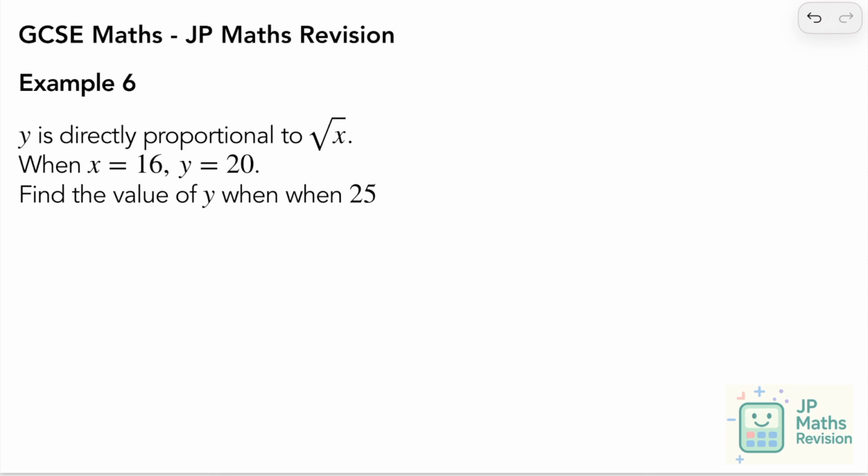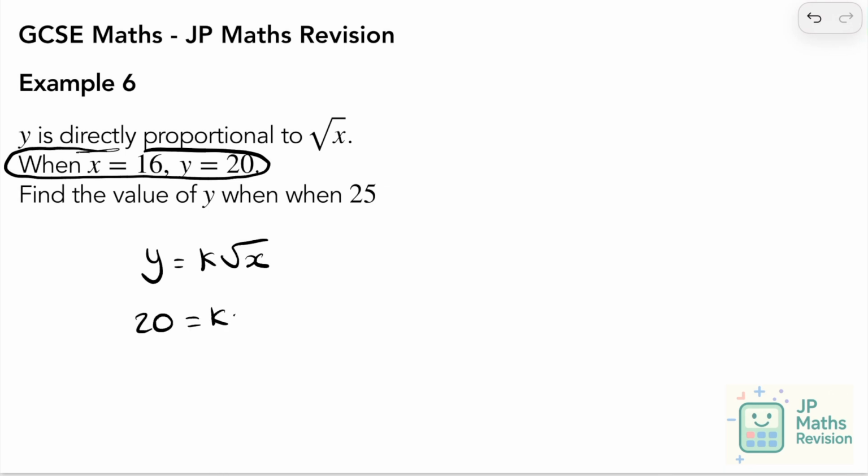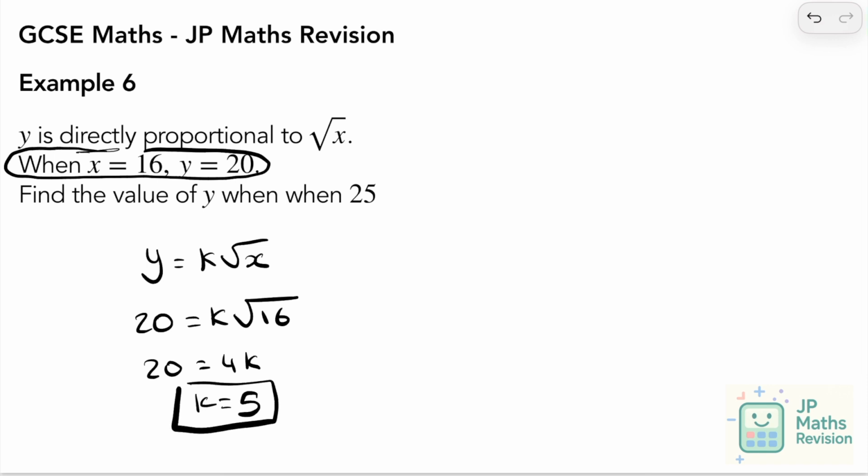Here's another example. So y is directly proportional to the root x. So what I'm going to do is I'm going to write out y equals k square root of x. So when x is 16, y is 20. So I'm going to sub in y equals 20 and x equals 16. So we have 20 equals k square root of 16. So the square root of 16 is 4, so I have 20 equals 4k, and k is therefore 5. So my relationship between x and y is y equals 5 square root of x.